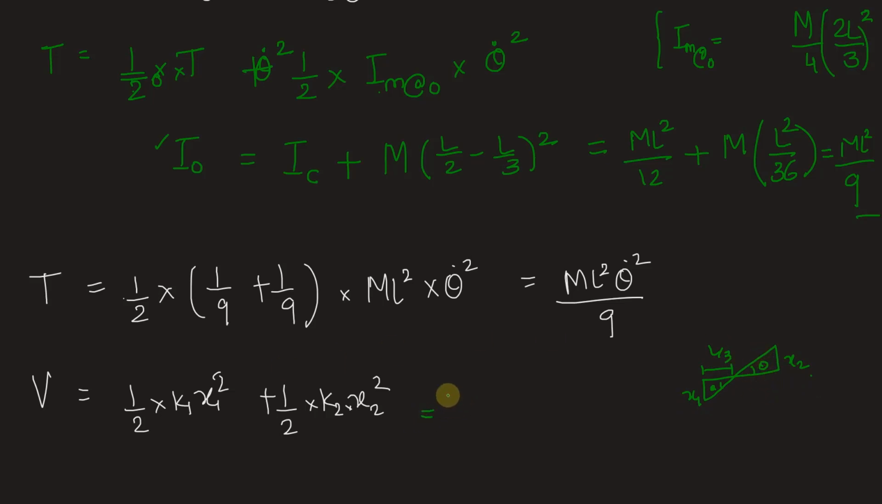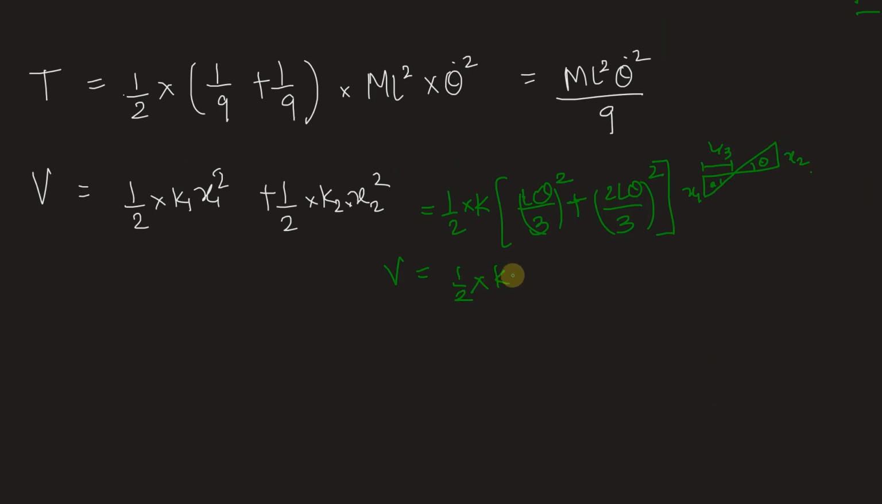So let's write down half into K, which can be taken common. x1 is L theta by 3 whole square plus x2 is 2L theta by 3 whole square. Let's simplify. We have V is equal to half into K into L square theta square by 9 plus 4 L square theta square by 9. So it is 1 plus 4, 5 L square theta square by 9. This is equal to 5 by 18 K L square theta square.